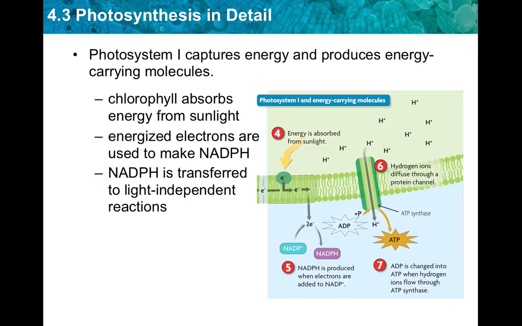Then we have NADPH produced. Electrons are added to NADP plus, which acts like ADP, and NADPH is formed, which acts like ATP. Molecules of NADPH go to the light independent reaction.